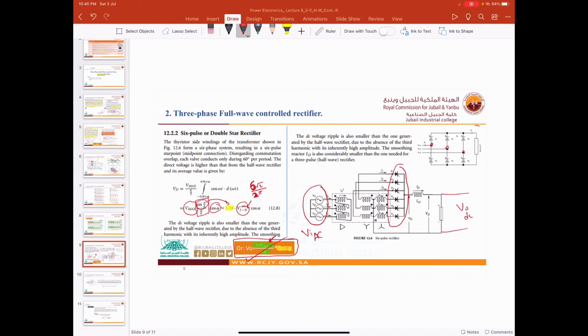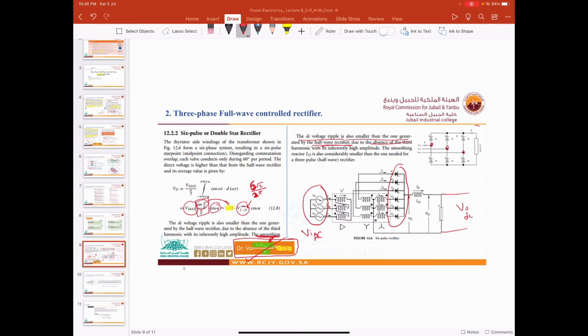The importance of this waveform, guys, is that we have smoothing. The DC voltage ripple is also smaller than the one generated by the half-wave rectifier due to the absence of the third harmonic. This is not very important for you, but of course, if we smooth the DC voltage ripple, then we will get a smoother output voltage, right?